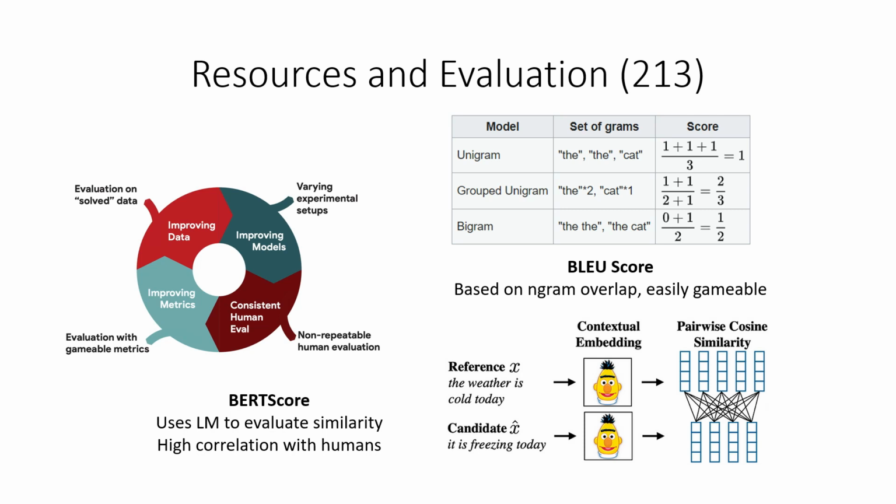One of these proposals is BERTScore, which uses a language model to evaluate the similarity of an output sentence with a reference sentence. And this has been shown to have high correlations with human judgments.